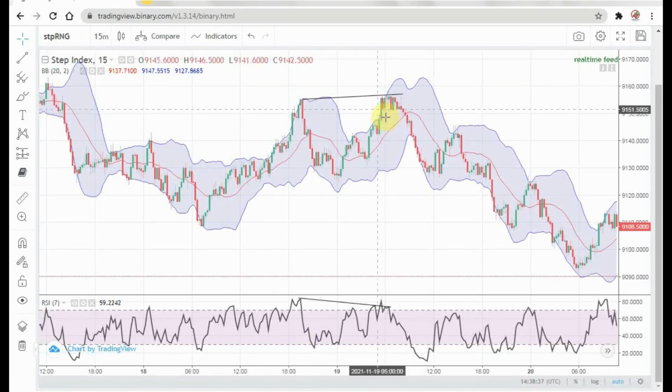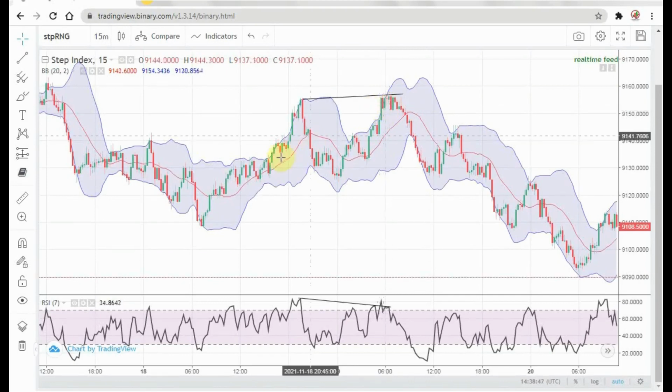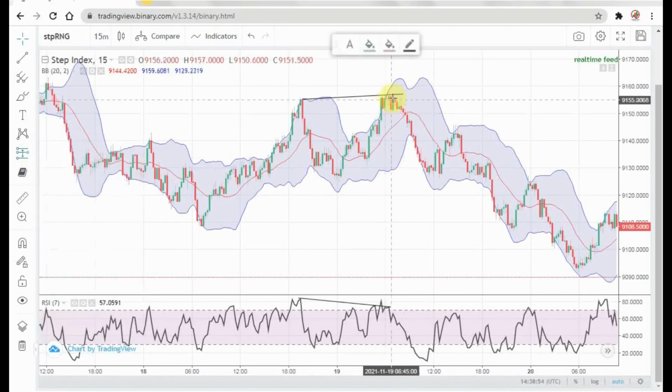This is what I mean. When price push this Bollinger Band, you can see that the next candle was a bearish candle, and that's when you enter your trade. You enter your sell as at here.